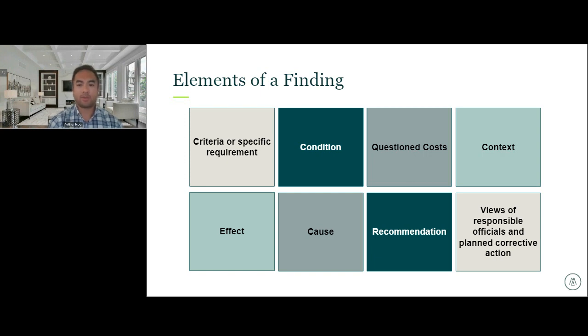And then lastly, the views of responsible officials and corrective action plan. These should be similar in matter, if not the same. Usually the views of a responsible official will document that they agree with the finding and also document what corrective action plans are going to be put in place to correct this error going forward. Just as a note, the auditors are required to follow up with any prior year findings and report on the status of whether or not the finding was corrected. So something to keep in mind, if you do have a federal finding, the auditors will take a look at that in the next year to make sure that the corrective action plan was properly put in place and that it was remedied.